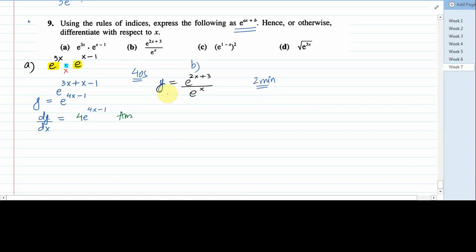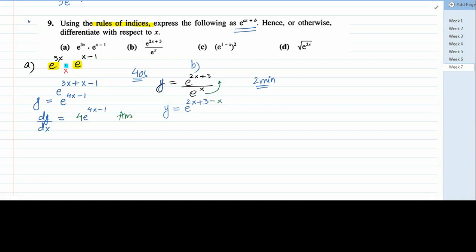Alright, if you think to apply u upon v here, it is not wrong, you can apply, but that will be lengthy. And to make it shorter, that is why it says using the rules of indices. What we are going to do first: it is e to the power 2x plus 3. When you shift the denominator e to the power x to the numerator, it will change its sign. So plus x will be minus x.